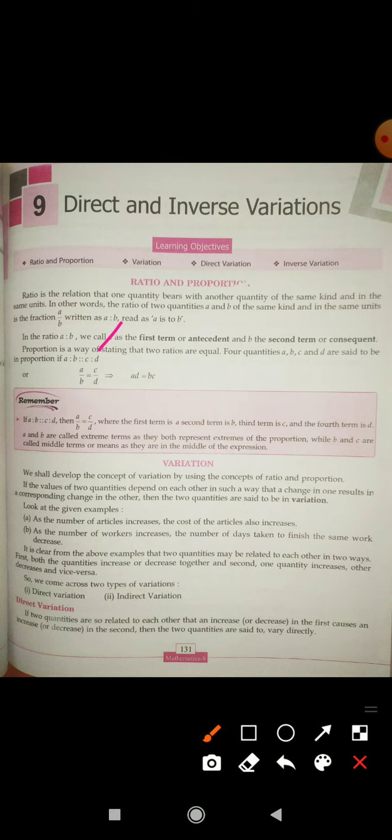And proportion is a way of stating that two ratios are equal. Four quantities A, B, C, D are said to be in proportion. We can write this as A ratio B proportion C ratio D, where this sign is the proportion sign. We can also write A by B is equal to C by D, which means cross multiplication: AD equals B into C.